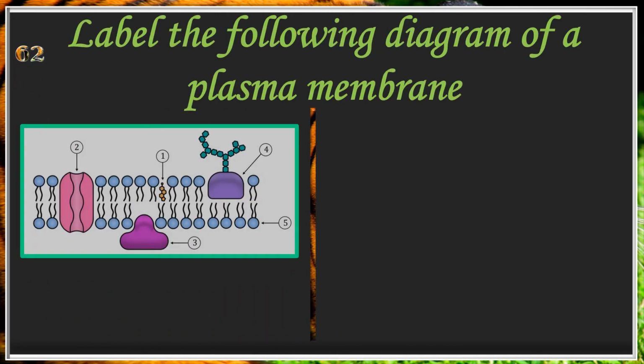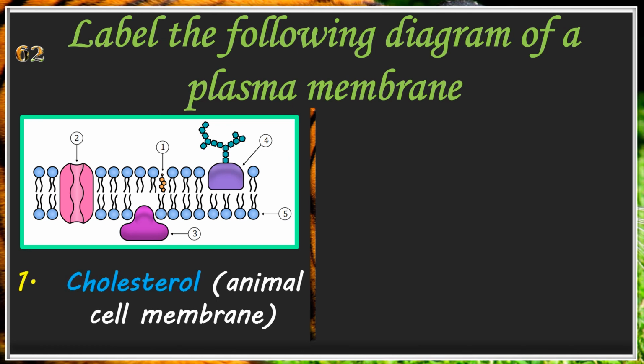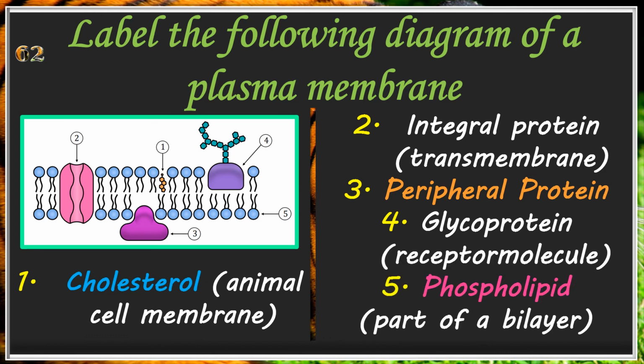Label the following diagram of a plasma membrane. One, cholesterol in animal cell membrane. Two, the integral protein, or what we refer to as transmembrane. Three, peripheral proteins. Four, glycoprotein or receptor molecule. And five is the phospholipid, part of the bilayer.